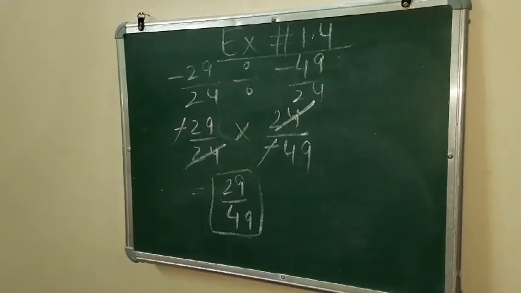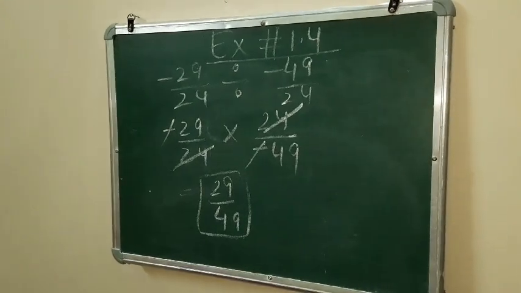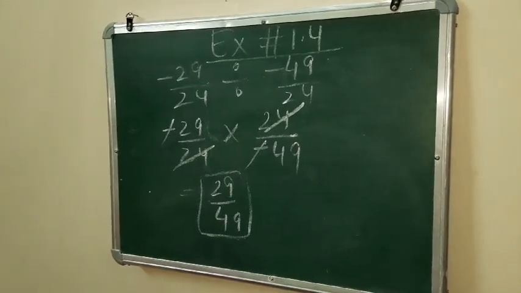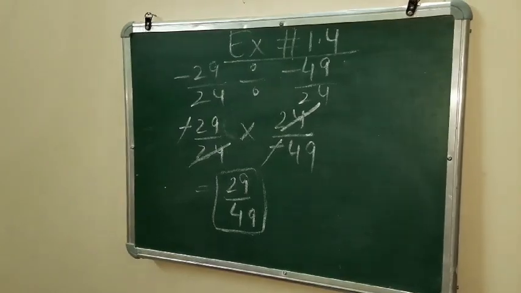It is: divide the sum of 8 by 3 and 4 by 7 by the product of minus 3 by 7 and 14 by 9. So first you will take the sum, then you will multiply them, means take the product, and whatever two answers come, you will divide them.